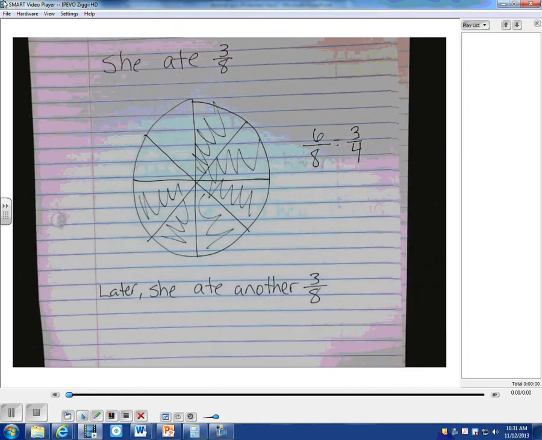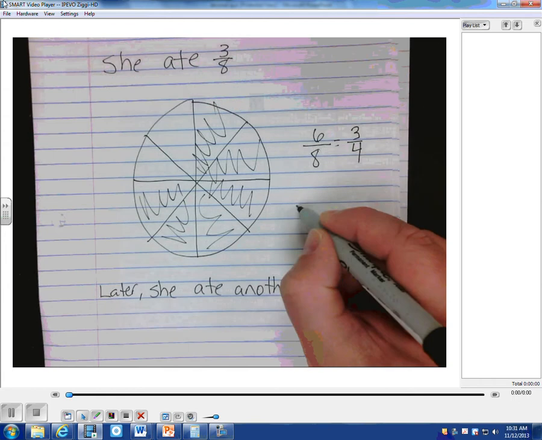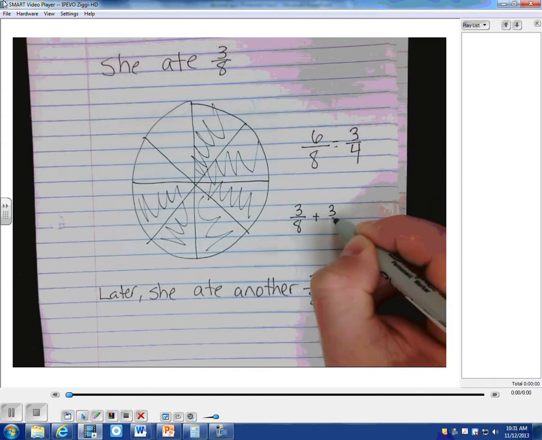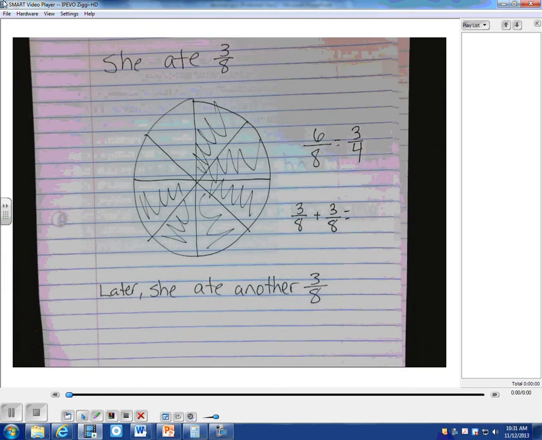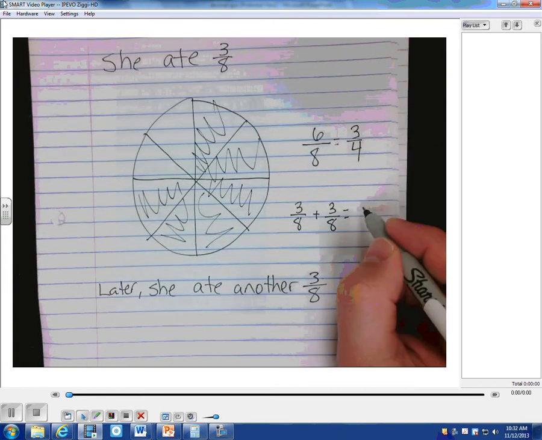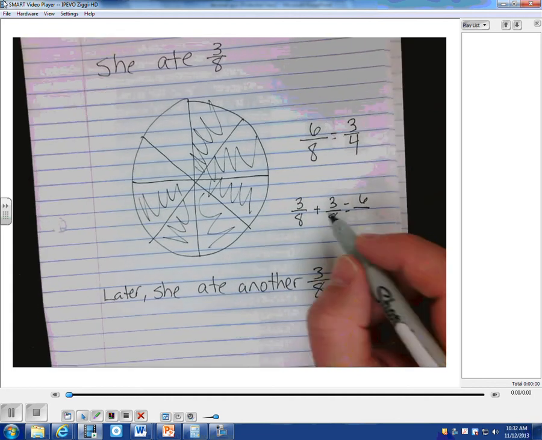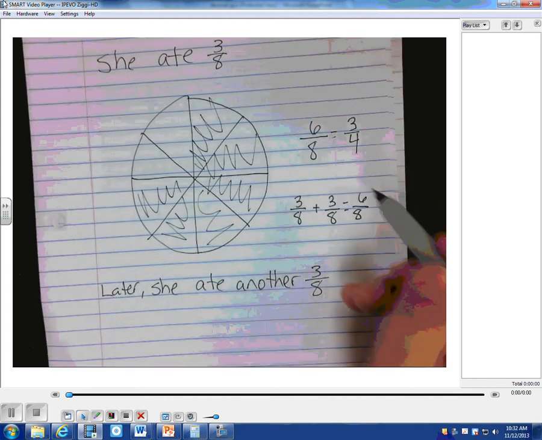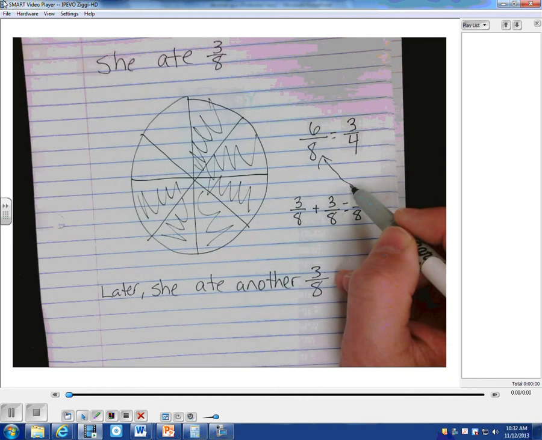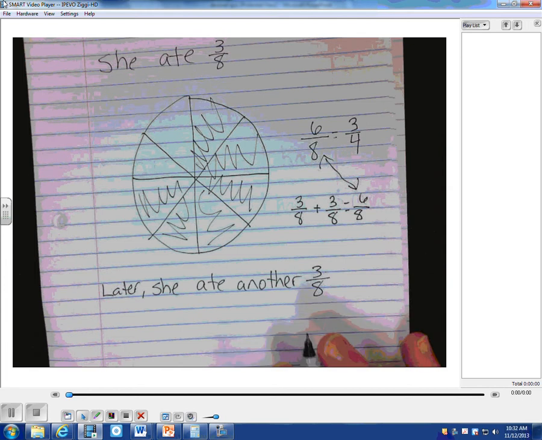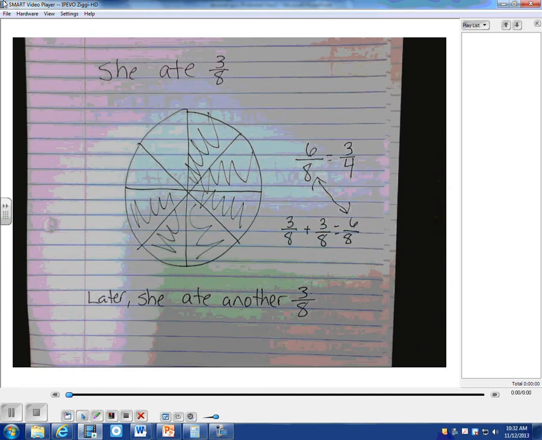Okay? You also could have just added 3/8 plus 3/8. And 3 plus 3 is 6, and then your denominator stays the same. We do not add those together. 6/8, and it would have given us the same exact answer. But I like showing it with a picture as well. Okay, so that's number 6. Okay, number 7.